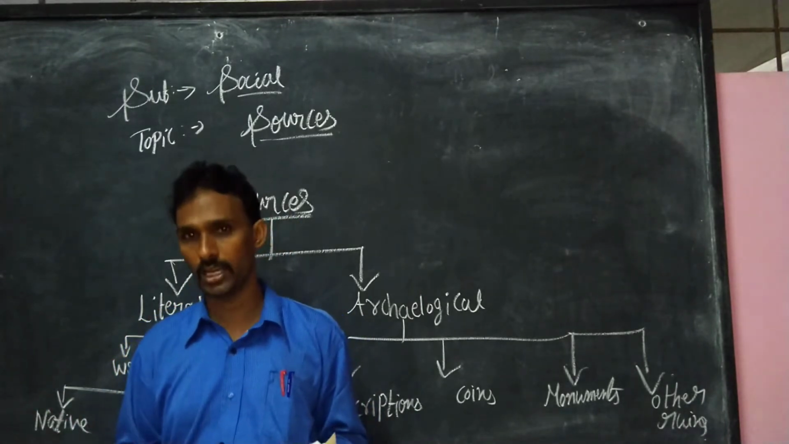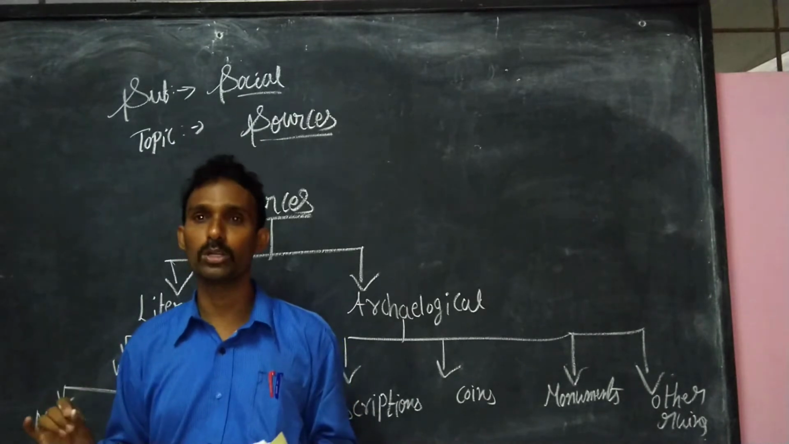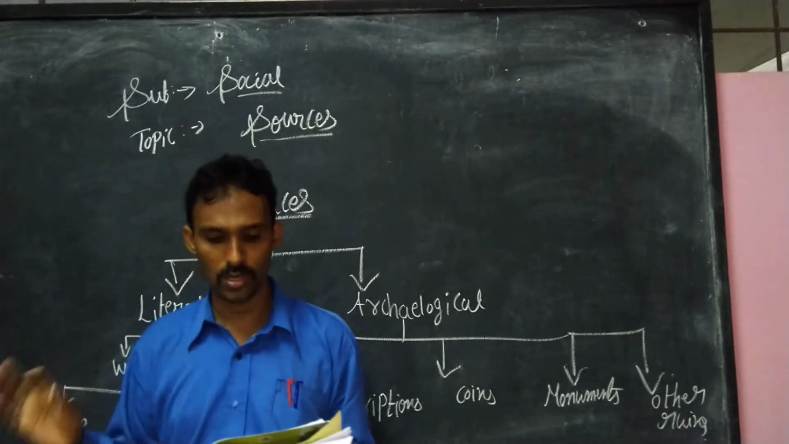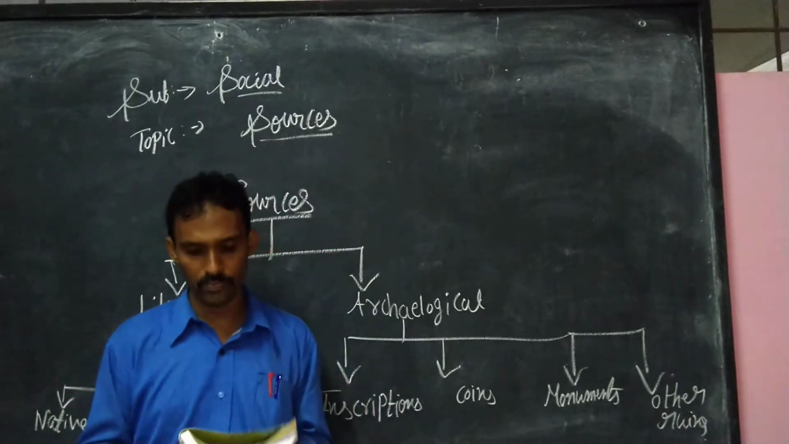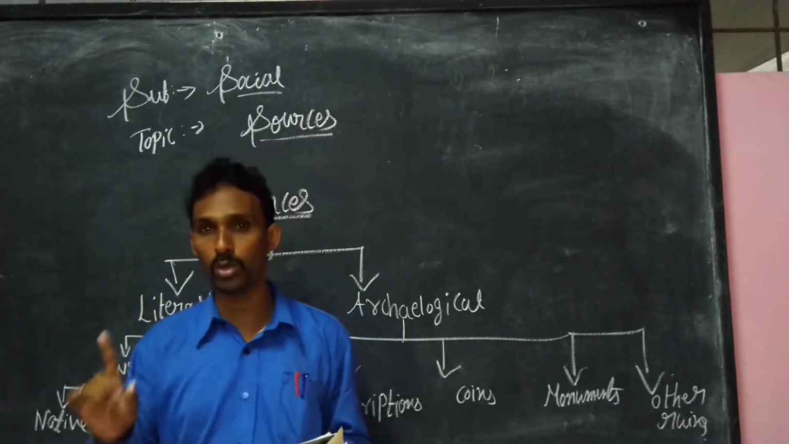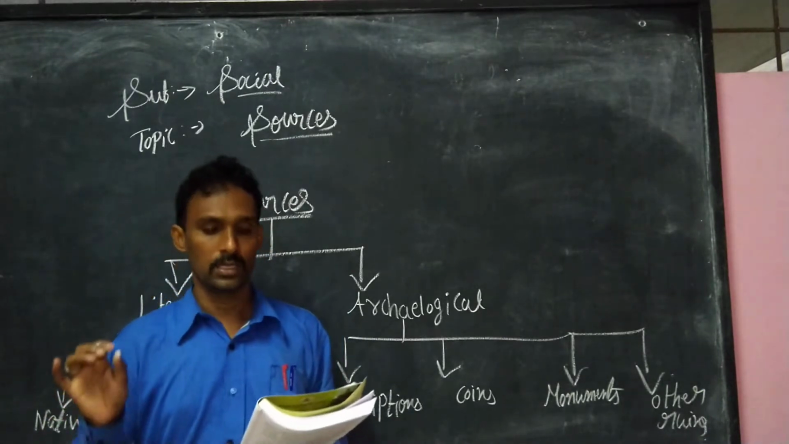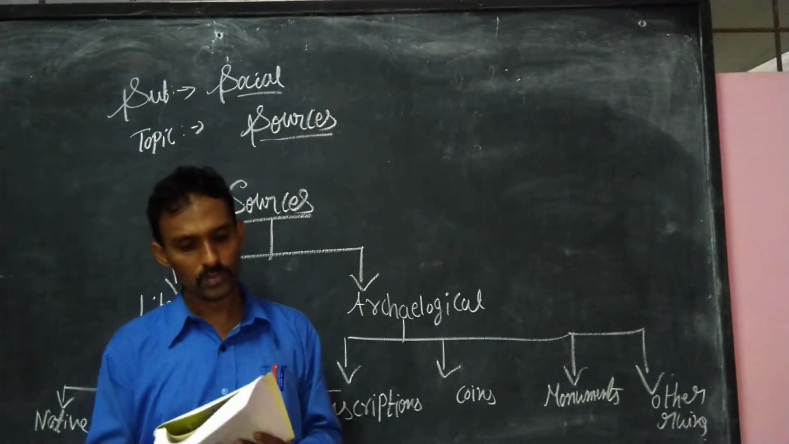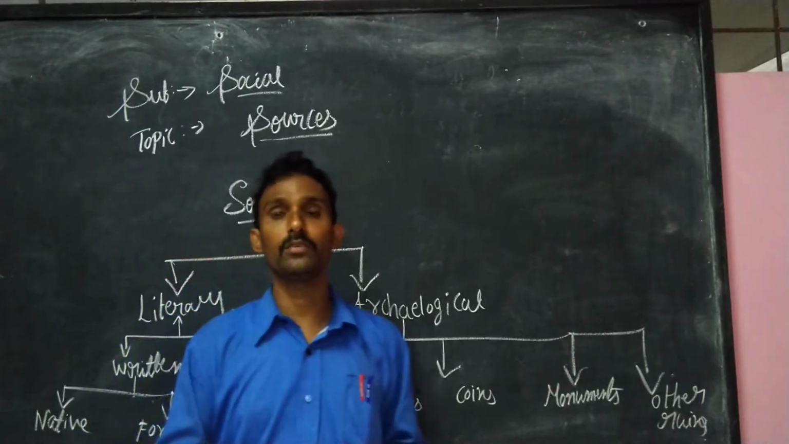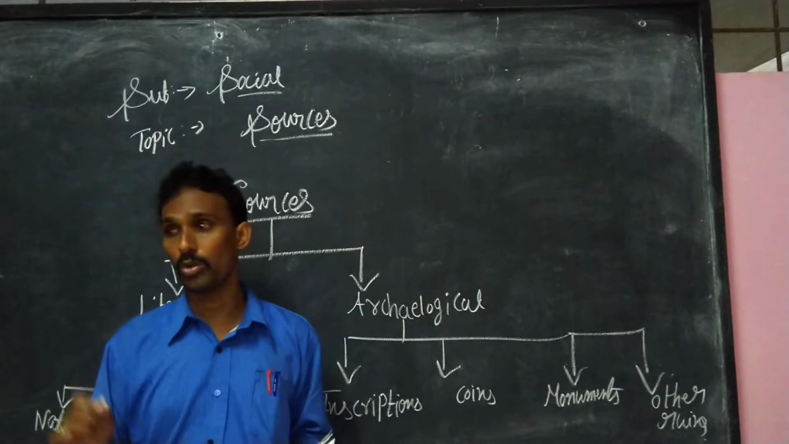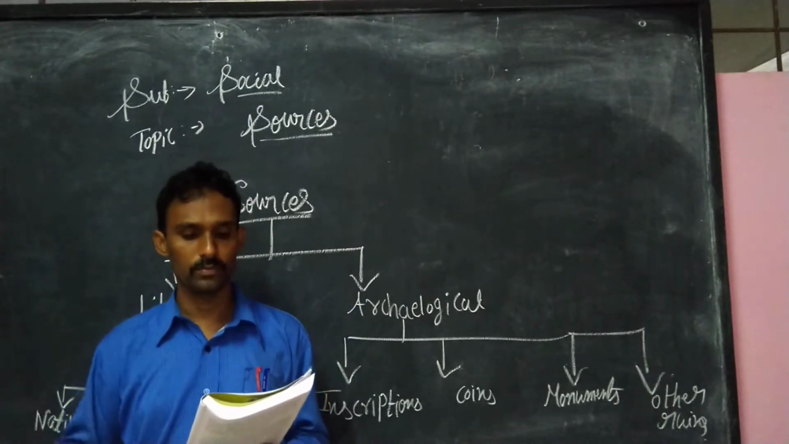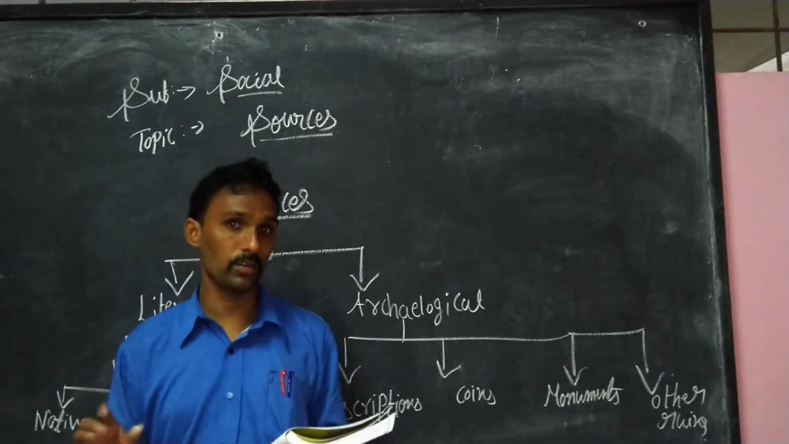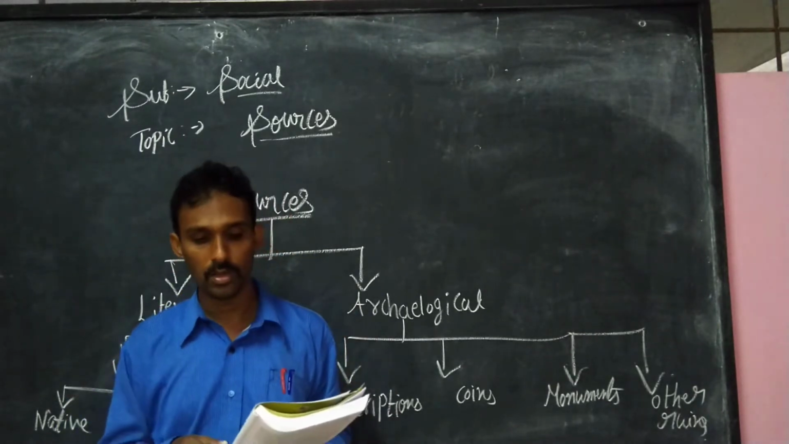Kautilya, another name is Chanakya, wrote the book Arthashastra, which means economics. King Hala wrote a book called Gatha Saptashati. Vishakhadatta wrote Mudrarakshasa. Kalhana wrote Rajatarangini.